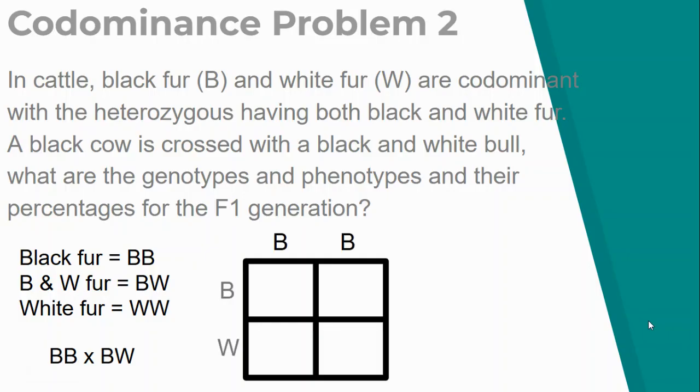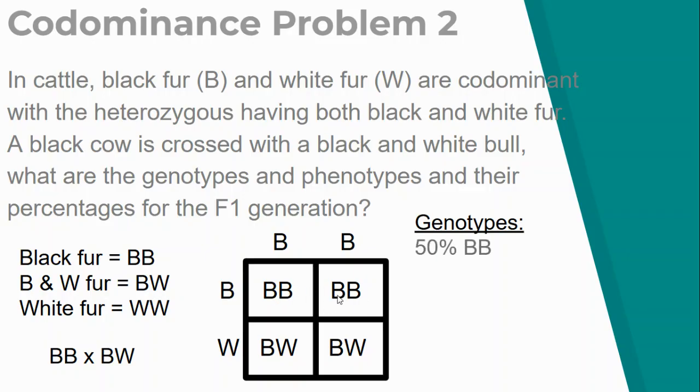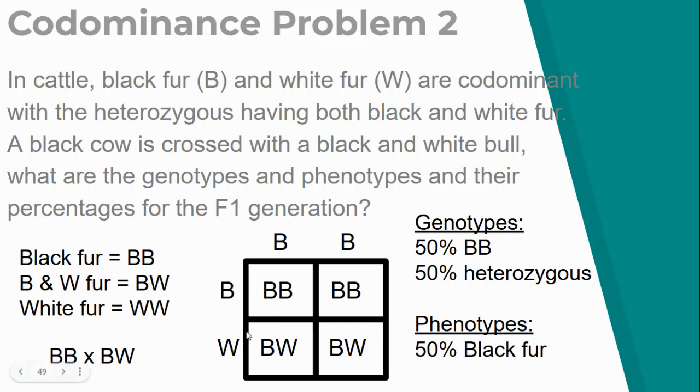Plug those into your Punnett square and solve, and this is what you would get. For genotypes, this top row is going to be BB, so 50% will be BB, and this bottom row is heterozygous, so the other 50% will be heterozygous. And then for the phenotypes, BB is going to code for black fur, so it'll be 50% black. And then BW will code for black and white fur, so it'll be 50% black and white fur.